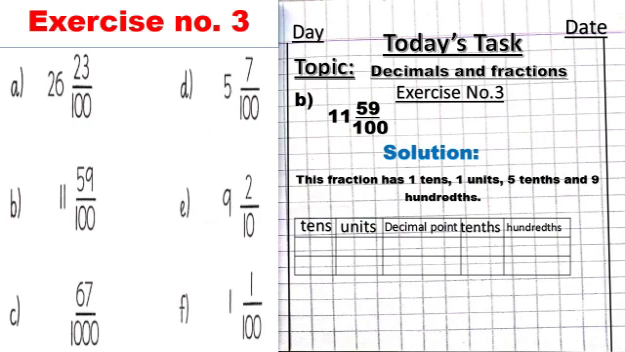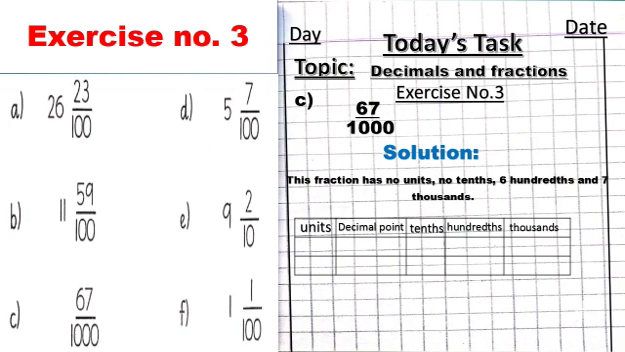Look at this question. This fraction has 1 tens, 1 units, 5 tenths and 9 hundredths. So now we will draw the decimal place value chart and we will put 1 in the tens place, 1 in the units place, then the decimal point and 5 tenths, 9 hundredths. So dear students, this fraction in decimal numbers is written as 11.59.